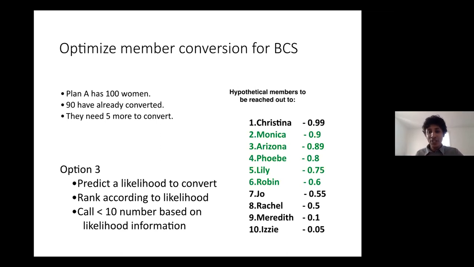Once you have a likelihood, you can rank by this likelihood, and then you can call a number less than 10 based on that information, and you can go from high to low. But note that in this case, you don't even have to call some people, because if you find that there are some people who have a high likelihood of converting, you don't have to call that person. It's wasted resources because that person is going to convert anyway. So you can leave that person as a sure check. And then you can call these middle people who might not convert, but given a call, might be likely to convert. So those are the people you want to call.